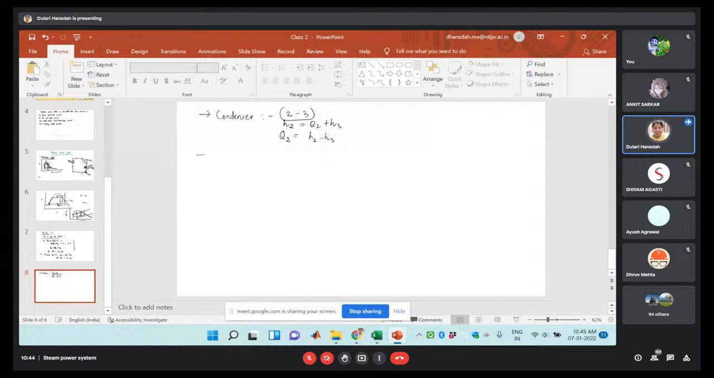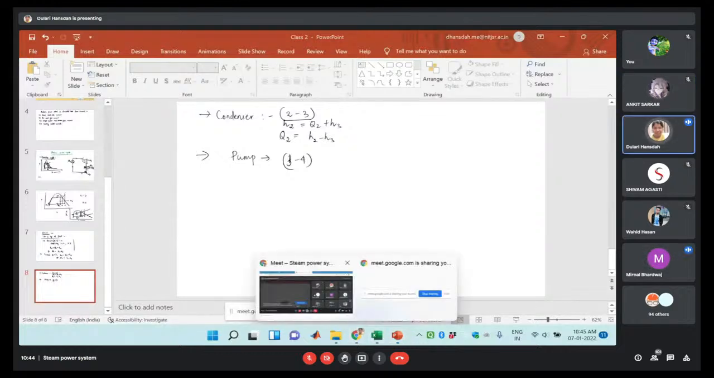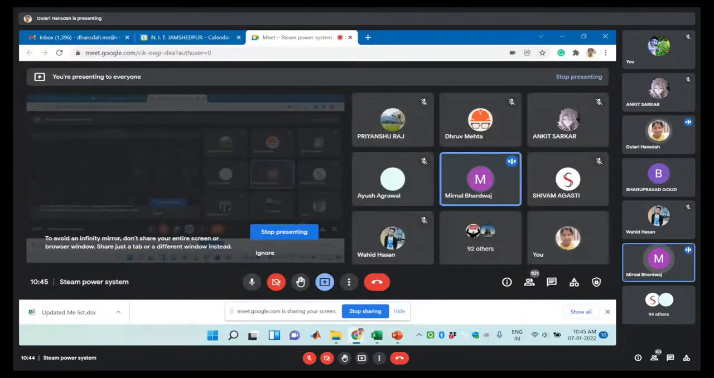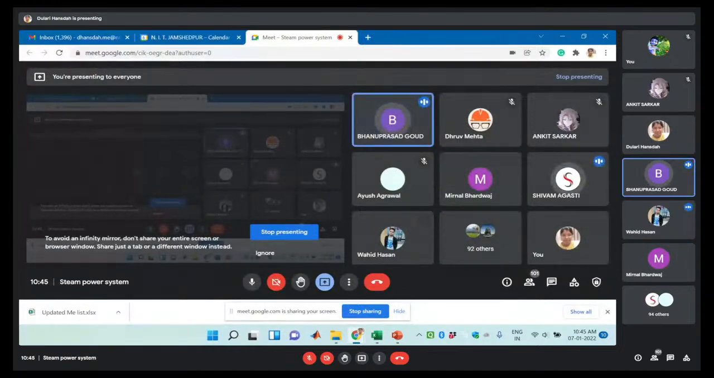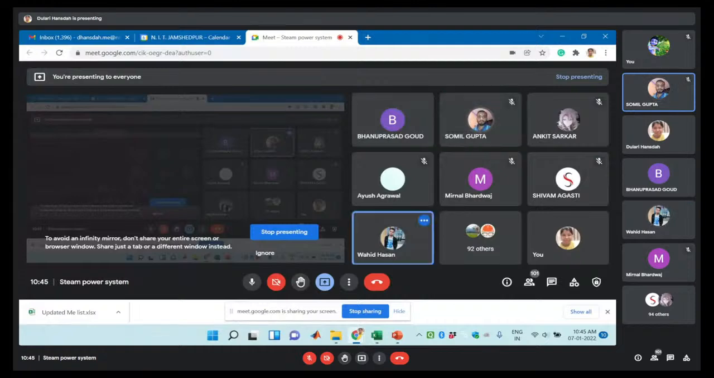Okay. So similarly for the pump, if pump is considered as control volume, so that will be 3 to 4 process. In this case, what will the work W be, बताओ? H3 plus W is equal to H4, so W is H4 minus H3.